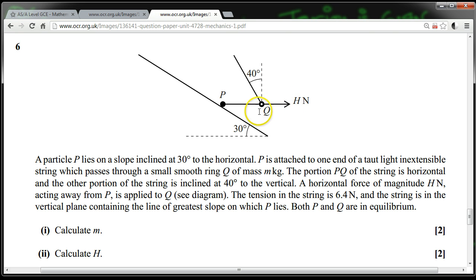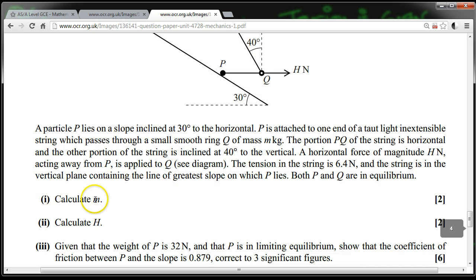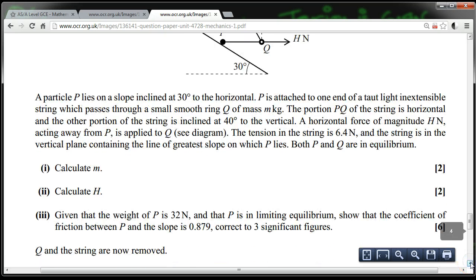The tension in the string is 6.4 newtons, and the string is in the vertical plane containing the line of greatest slope on which P lies. Both P and Q are in equilibrium. Calculate m. Calculate H. Given that the weight of P is 32 newtons, and that P is in limiting equilibrium, show that the coefficient of friction between P and the slope is 0.879, correct to 3 significant figures.